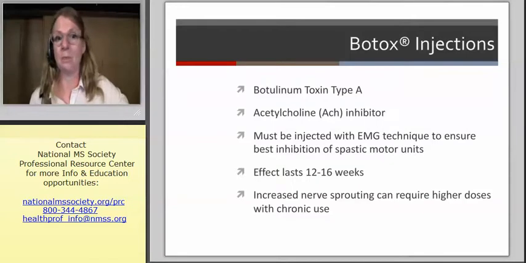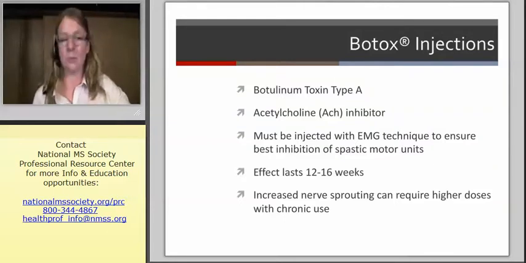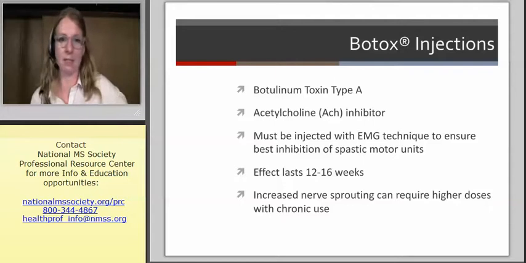Other medications, Botox injections, which is an ACh inhibitor, and for it to work well it needs to be done with an EMG technique to ensure that the most important motor units are being targeted. So you can only get so much and you want to make sure it's going in the right place. The good news is if it works, it lasts 12 to 16 weeks and you can get more, and if they don't like it, it wears off in 12 to 16 weeks, but it is every 12 to 16 weeks.